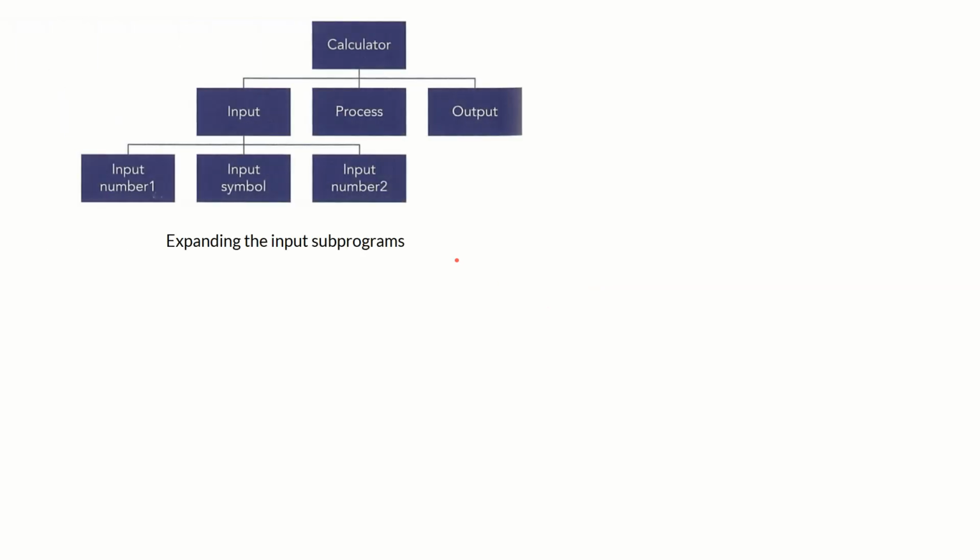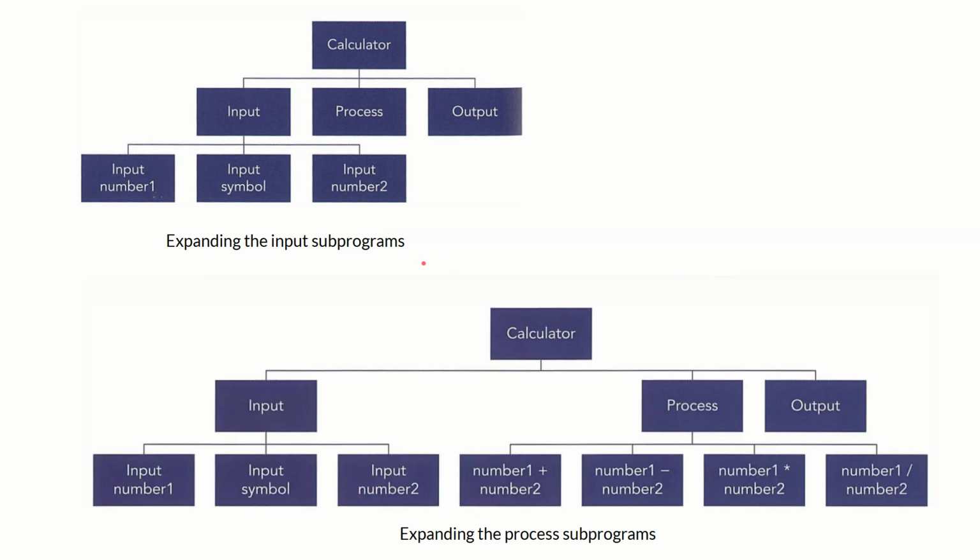So what do you think we can do for the input? We can say we are going to take input number one, then we input the symbol, then input number two. So the input has been subdivided into three different inputs: the number, the symbol, then the second number. Then let's see the process. What do we want to do? Either we add the two numbers, or we subtract, or we multiply, or we divide.